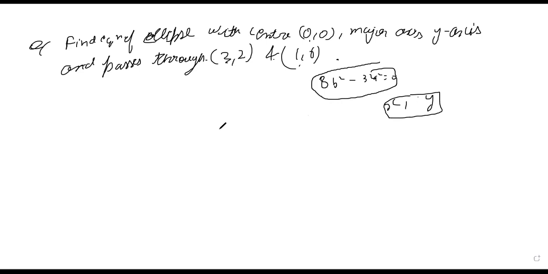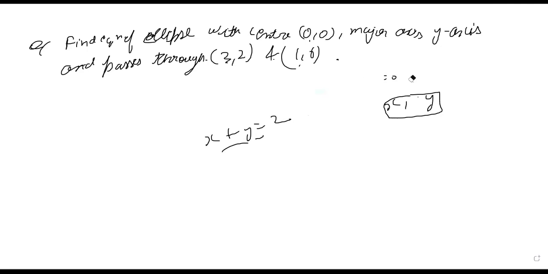If we need to find the equation of a line, then that must be like x plus y equals 2, something like that. These are the constant values, a and b. Okay, so let me solve. See, the question says the ellipse is passing through (3, 2) and (1, 6).